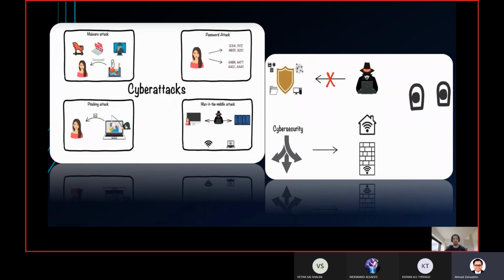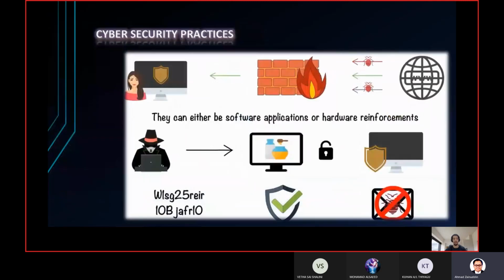Password attack is one of the easiest ways to hack a system. Here, the user's password could be cracked by using either common passwords or trying all possible alphabetical combinations. To prevent future cyber attacks, we need to implement some cybersecurity practices.